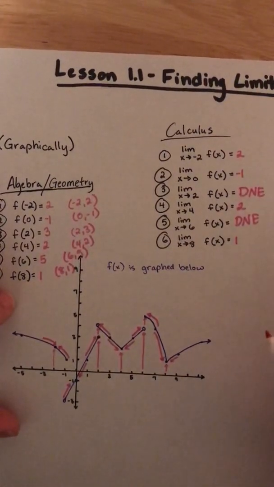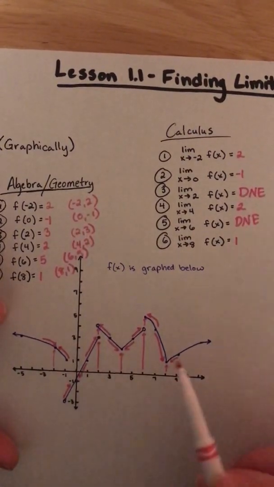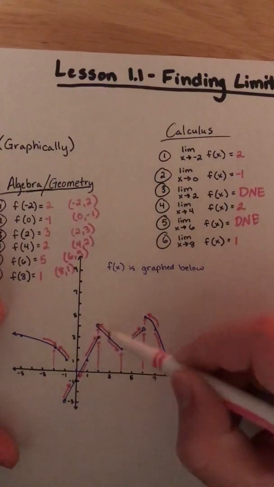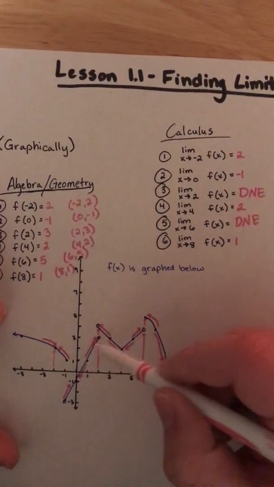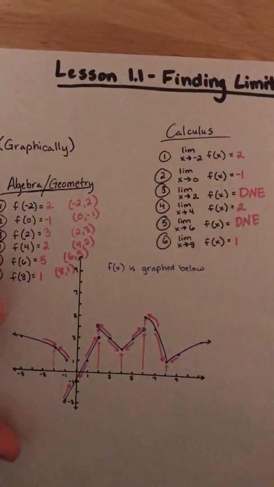All right, hopefully this helps you guys understand the graphical method. Make sure that, again, you look at it from both sides. We can sometimes have these situations where one side approaches one value and the other side approaches another value, and that would be a does not exist.